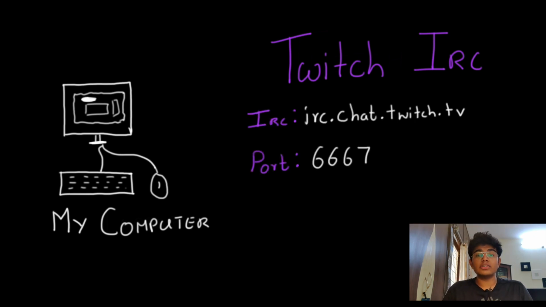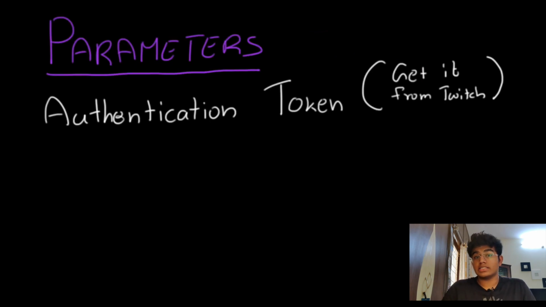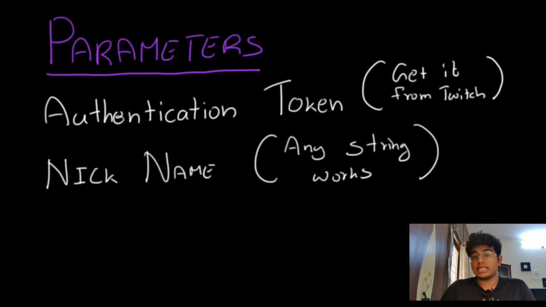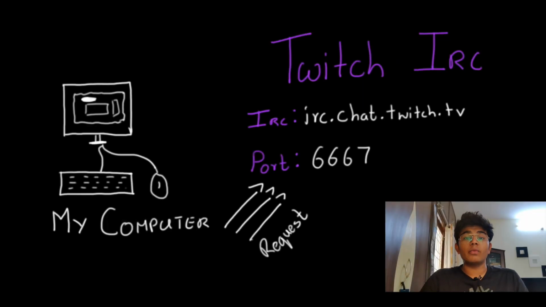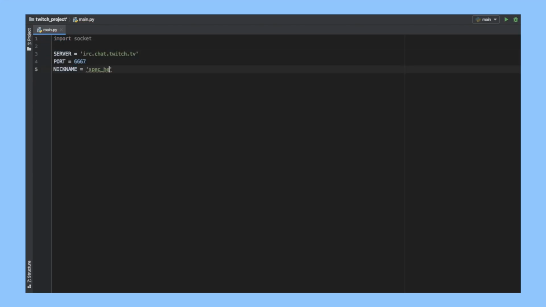In order to connect to our server, we need to give it a few parameters. We need to give it our authentication token, and we can get that using Twitch. We need to give it a nickname, and we need to give it a channel that we want to join into. If you want to join my channel, I'm going to give my username. And once we do that, we can send requests and we can receive responses from the server.